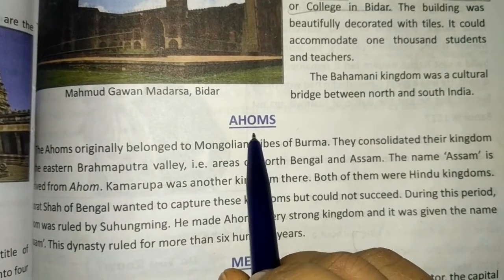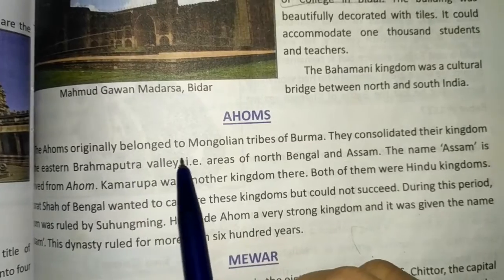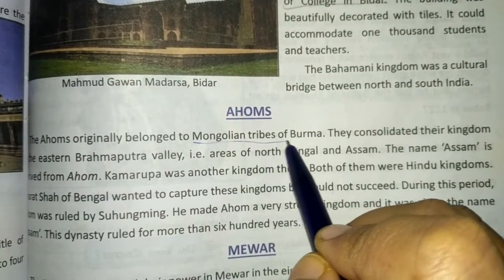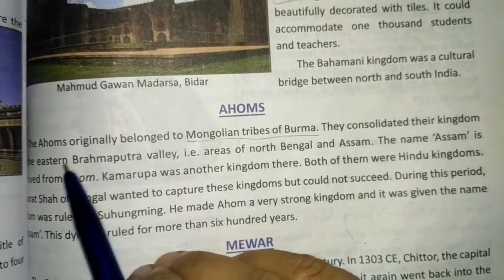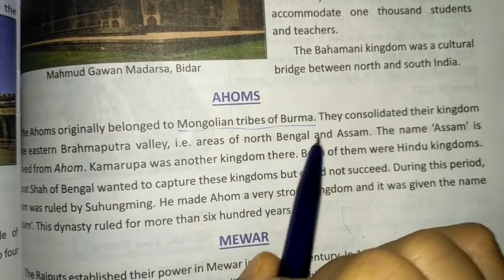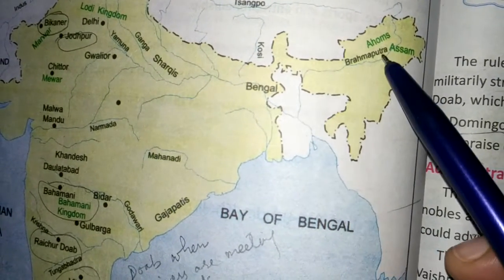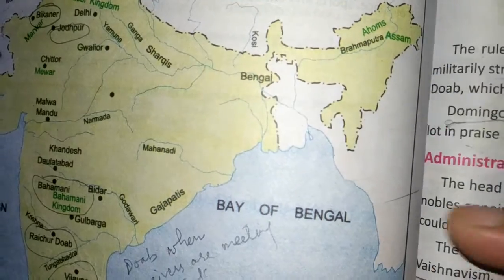Next, we have the Ahoms. The Ahoms were the inhabitants of Assam. They originally belonged to the Mongolian tribes of Burma. Just underline this: Mongolian tribes of Burma. They consolidated their kingdom in the eastern Brahmaputra Valley, the area of North Bengal and Assam. Look at the map for their areas. This is North Bengal, the Brahmaputra, and the Assam area. These were the areas of the Ahoms.